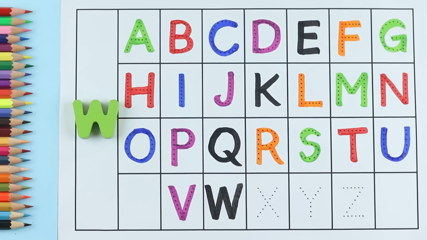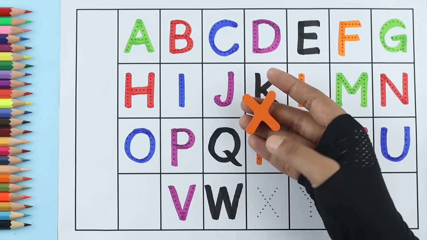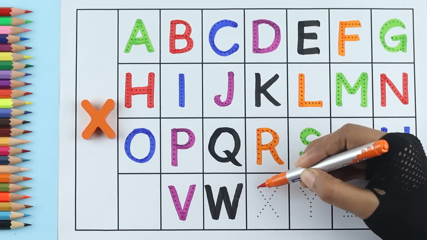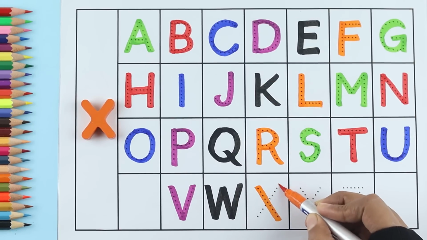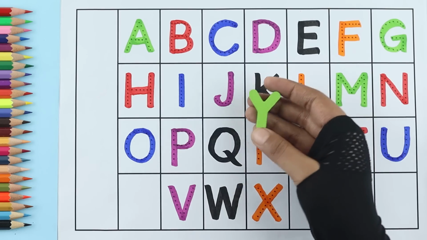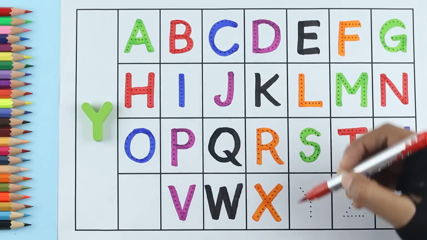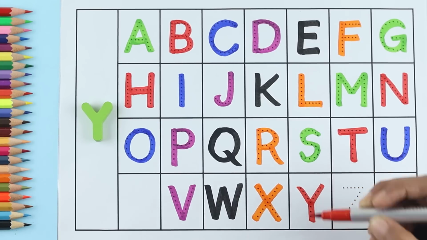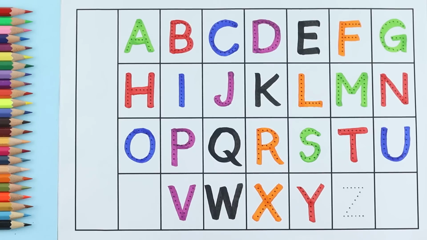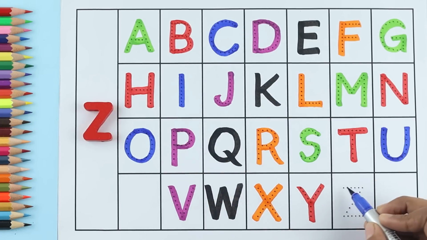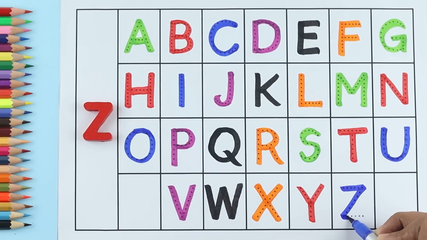X. Orange color. X. X for x-ray. Y. Red color. Y. Y for young. Z. Blue color. Z. Z for zebra.